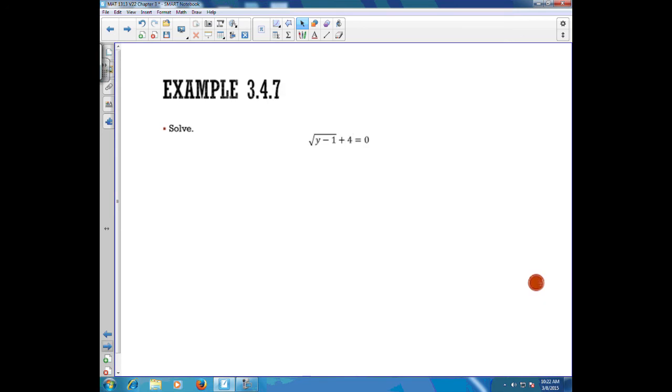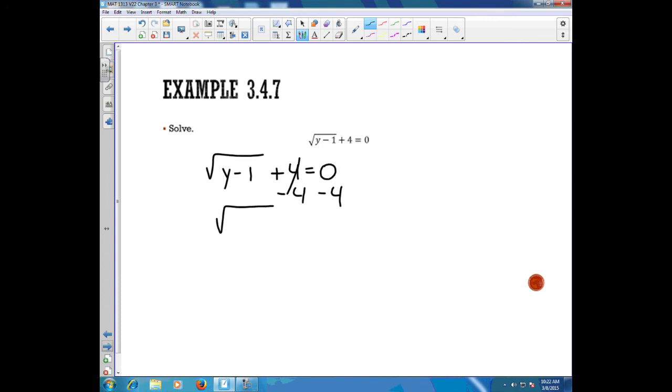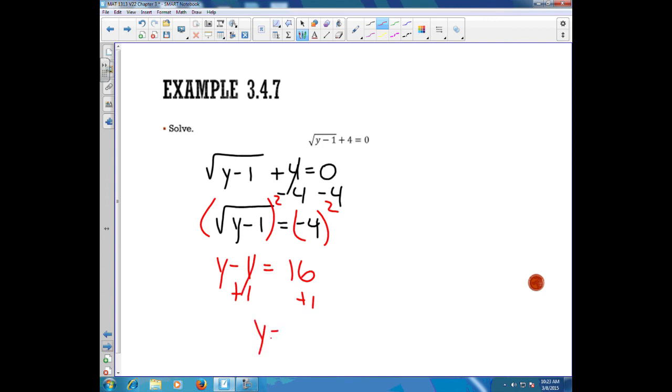Okay, so let's try another example. Here we have the square root of y minus 1 plus 4 is equal to 0. The first thing we want to do is isolate the root. And so let's subtract 4 from both sides. We get the square root of y minus 1 is equal to negative 4. Now to get rid of the root, we need to square both sides. And when we do that, we get the square root of y minus 1 squared, which is just y minus 1. And negative 4 squared, which is 16. We can then add 1 to both sides, and we get y equals 17.